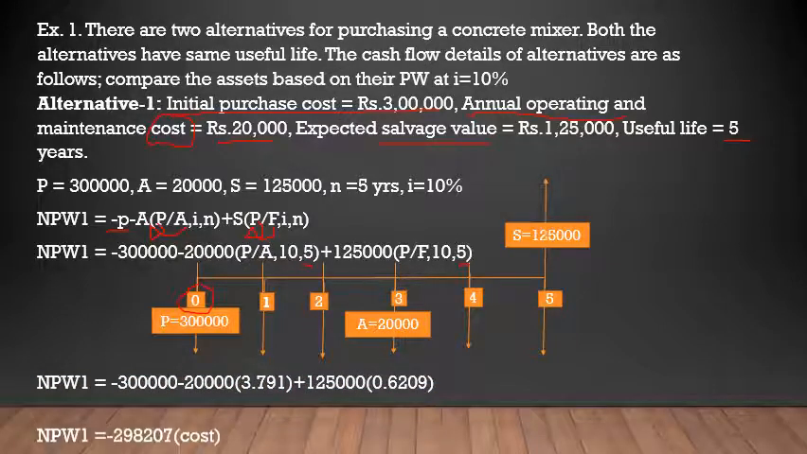Substitute those values and you will get the answer as minus 2,98,207. It is cost. It is cost because it is negative. Okay.